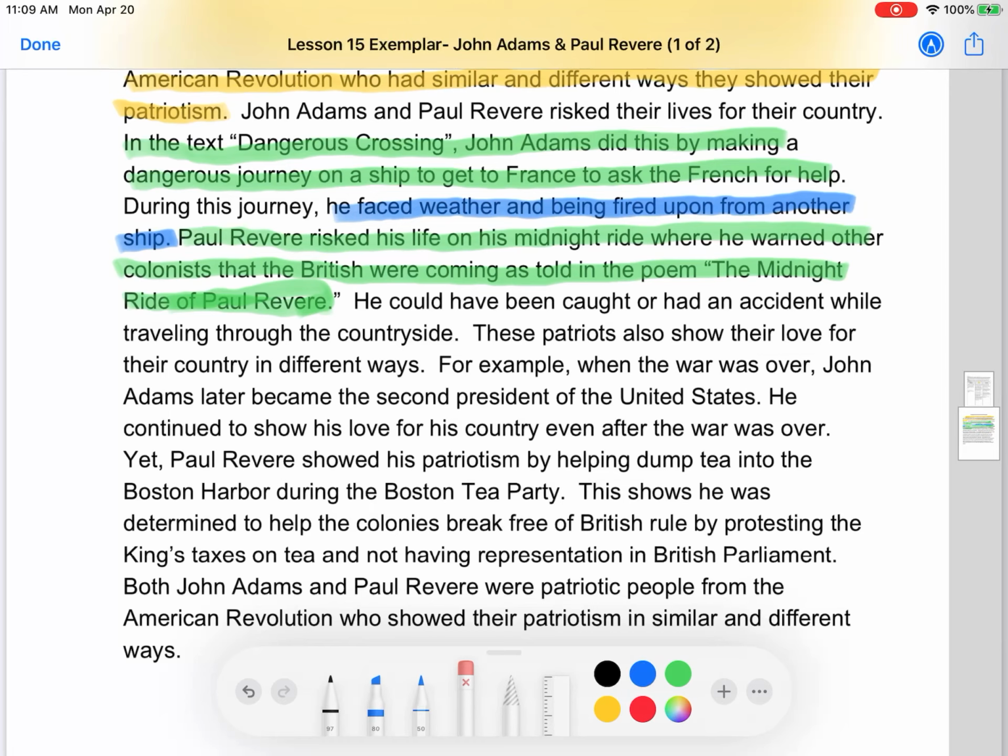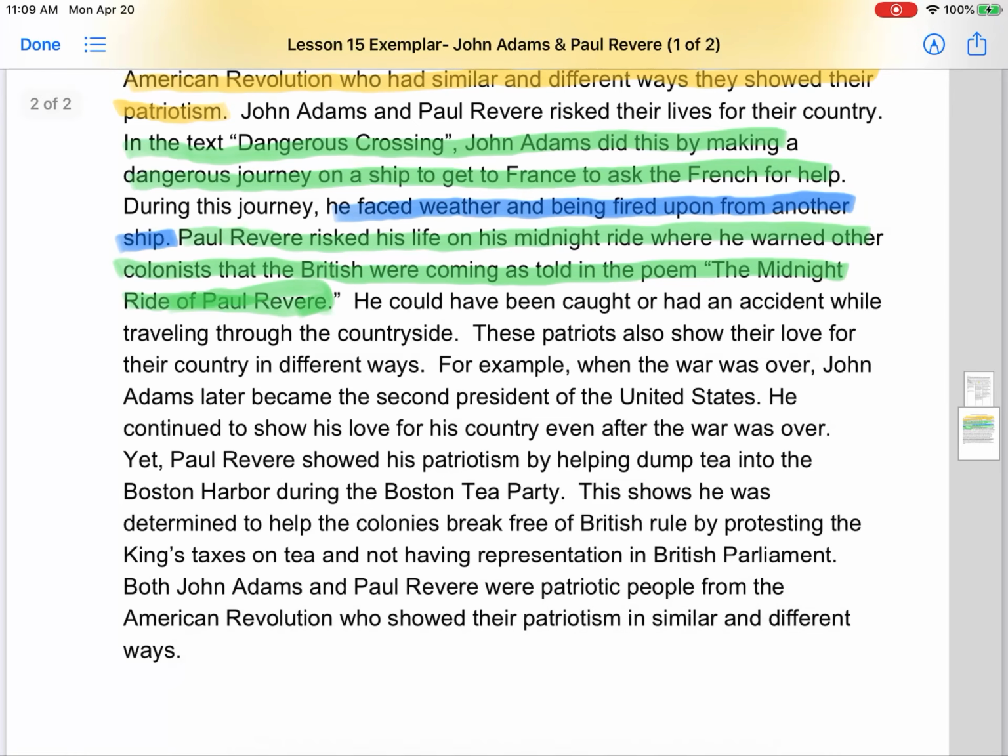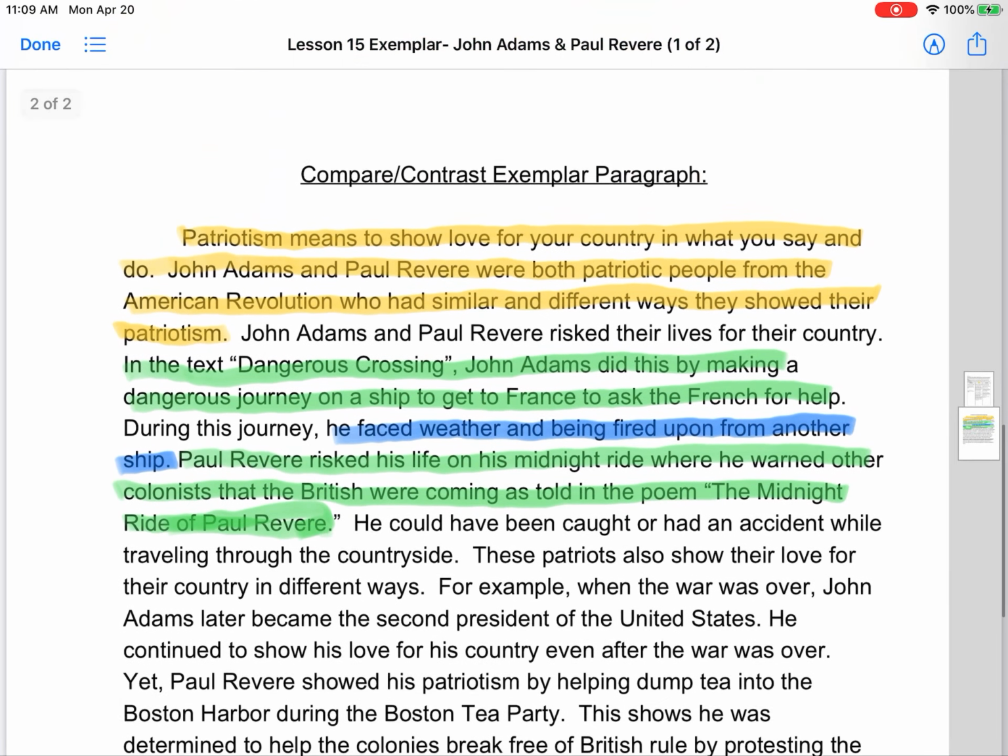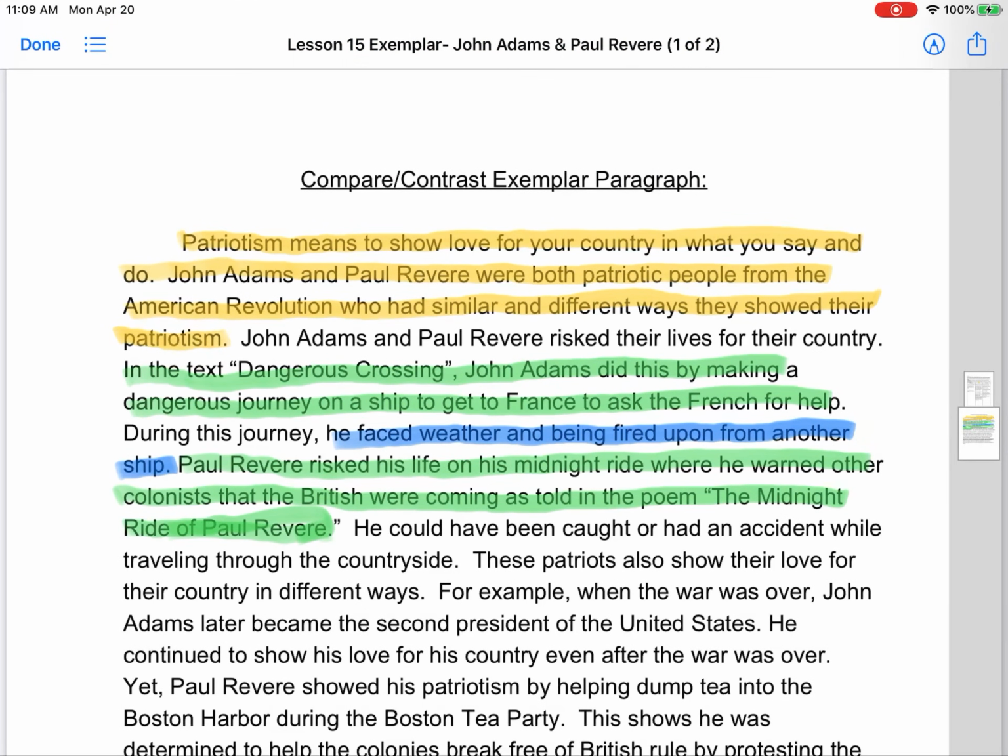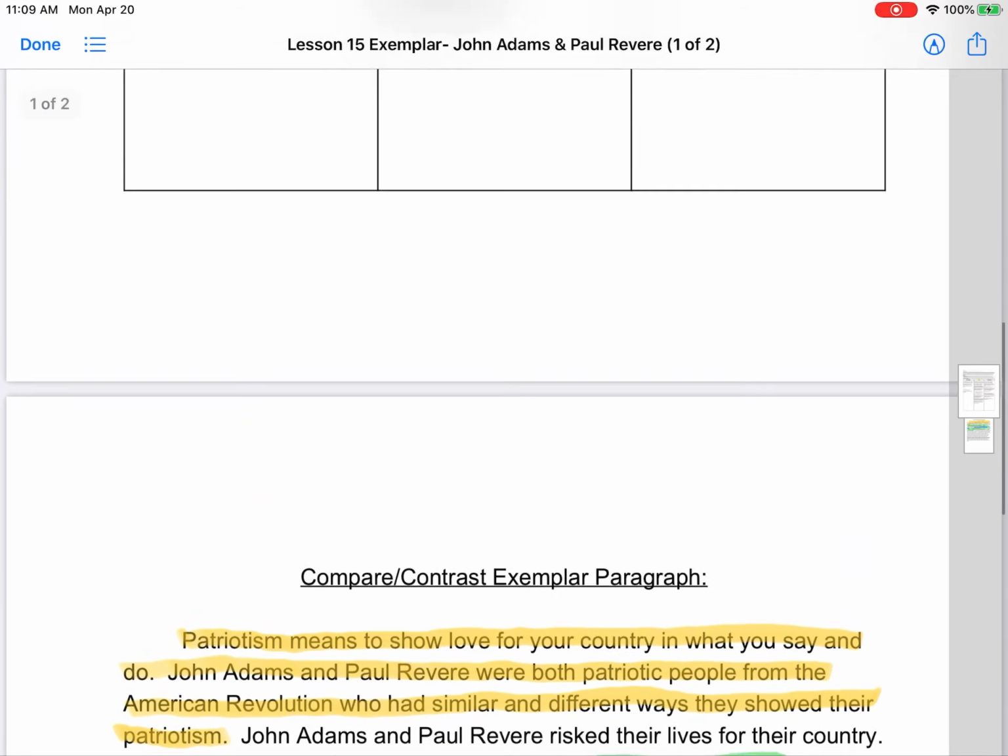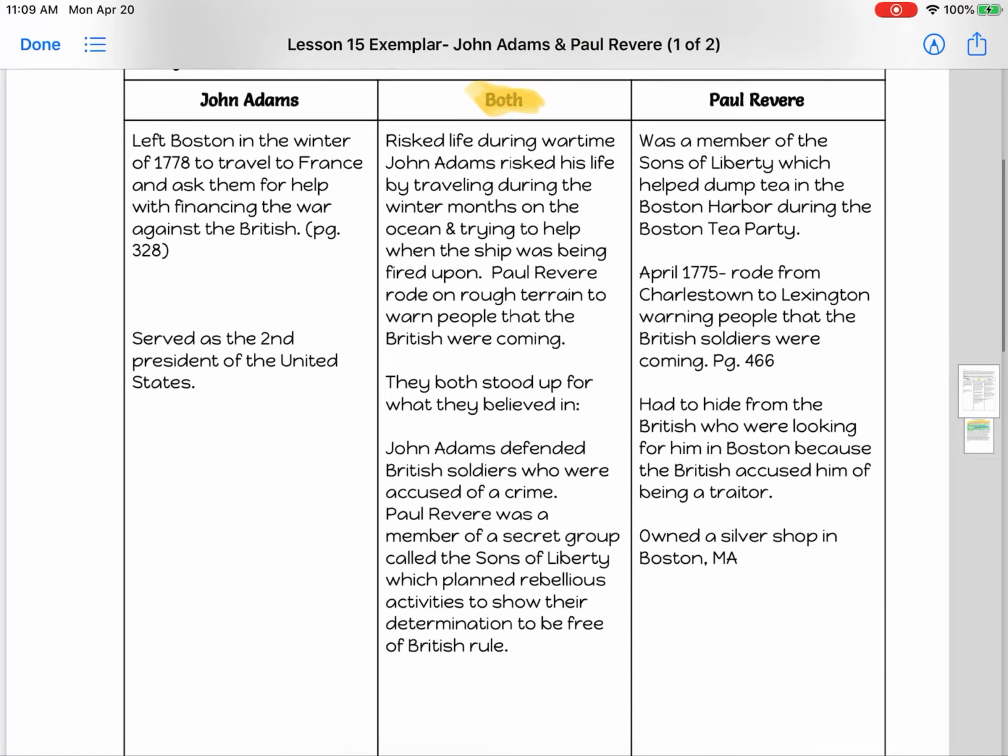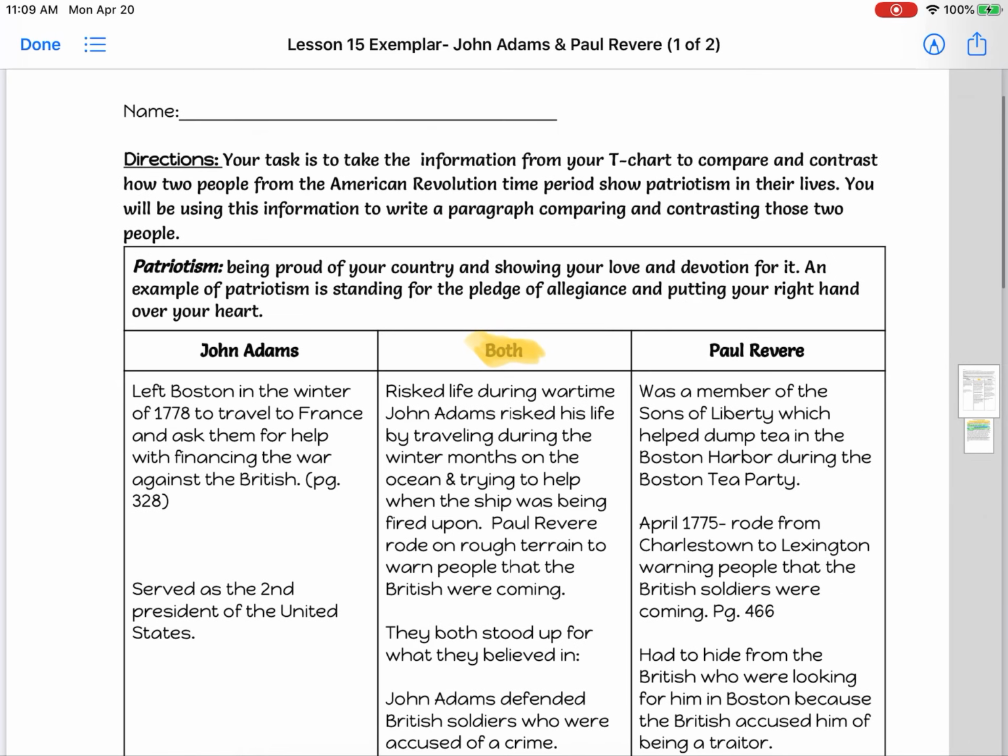I hope that all of this information has been helpful to you as you get started on your compare and contrast paragraph this week. Remember, you can model your paragraph after mine. Maybe change some of the words, okay? But you have to change the characters and their actions as well, because we're not comparing John Adams and Paul Revere. Remember, you're comparing Joseph Plum Martin and Sybil Ludington and how they showed patriotism for their country in similar ways and different ways.